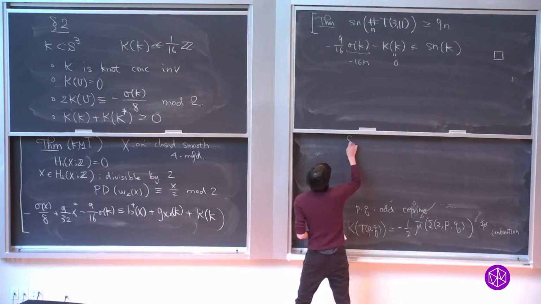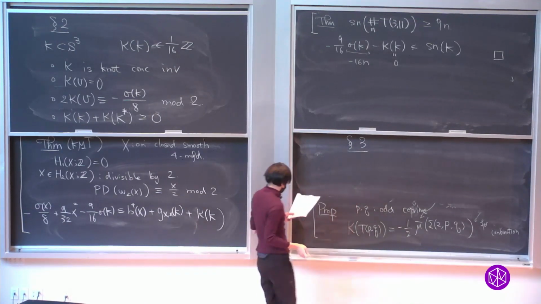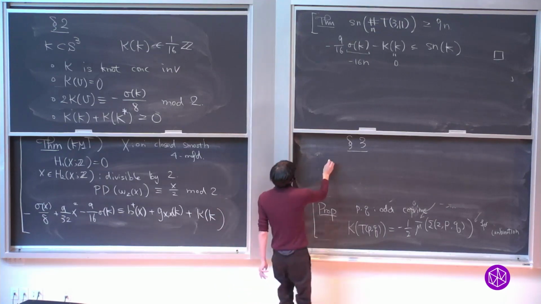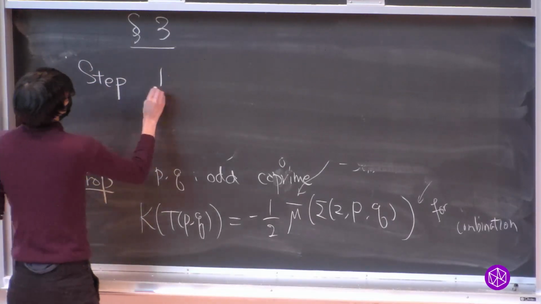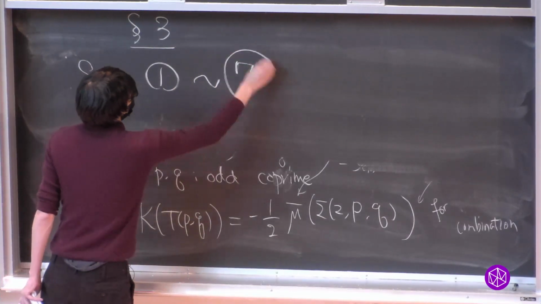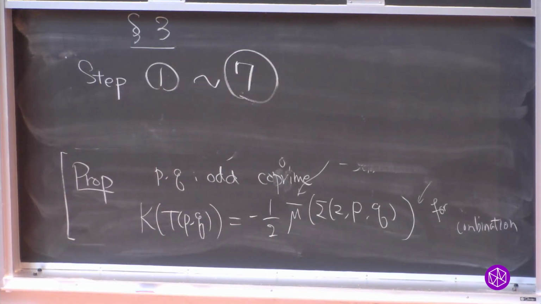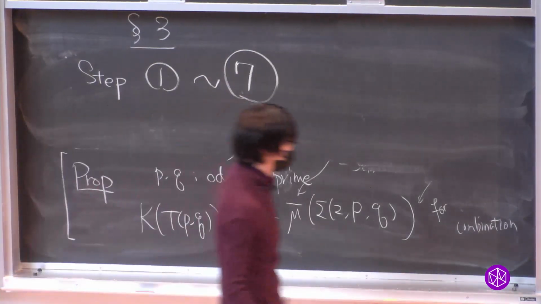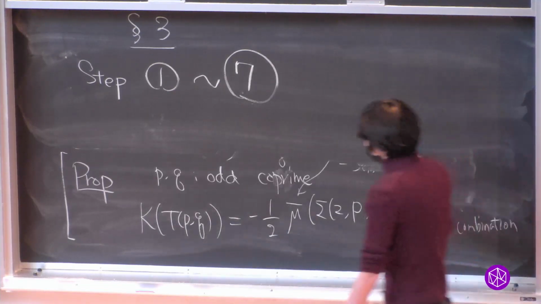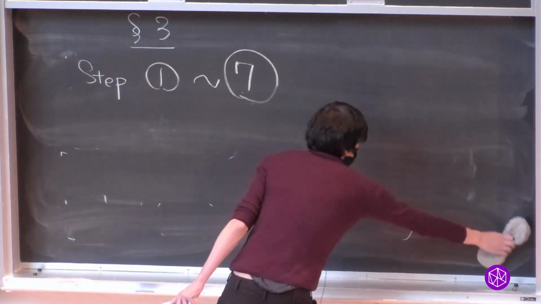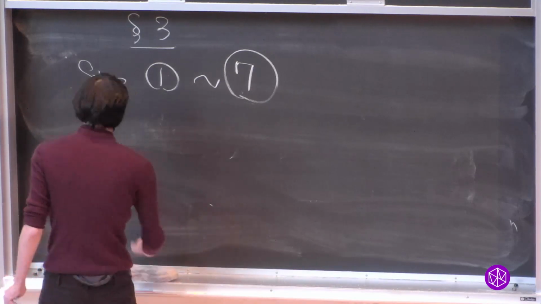So let's go to the proof. There are 9 steps in the proof. Let me first go to the first part. First, let's fix the surface representing a minimal genus.